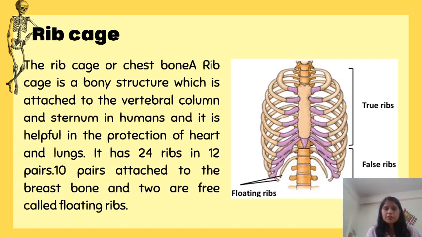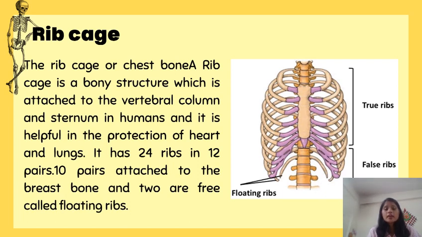Now what is rib cage? Rib cage has total 24 ribs and that is in 12 pairs. Alright. The rib cage is also known as chest bone, जो कि हमारे चेस्ट पे प्रेजेंट होता है. Alright. So the rib cage or the chest bone is a bony structure which is attached to the vertebral column and sternum in human, and it is helpful in the protection of heart and lungs.